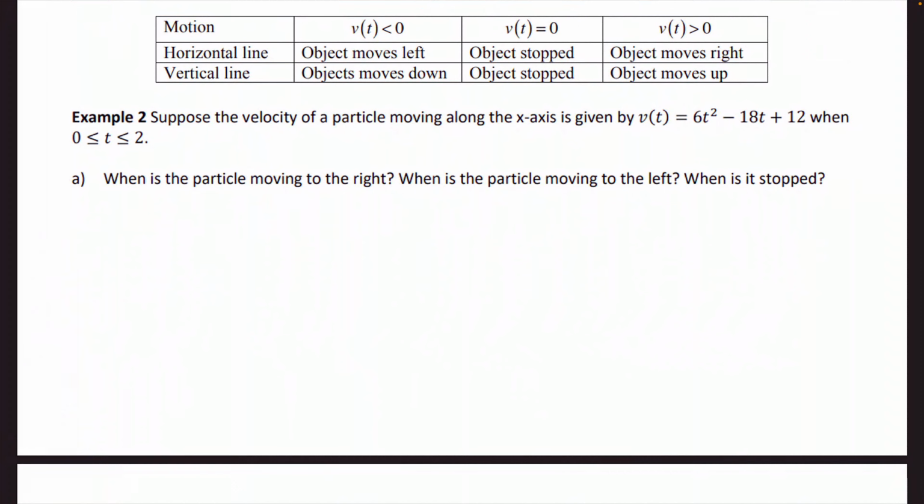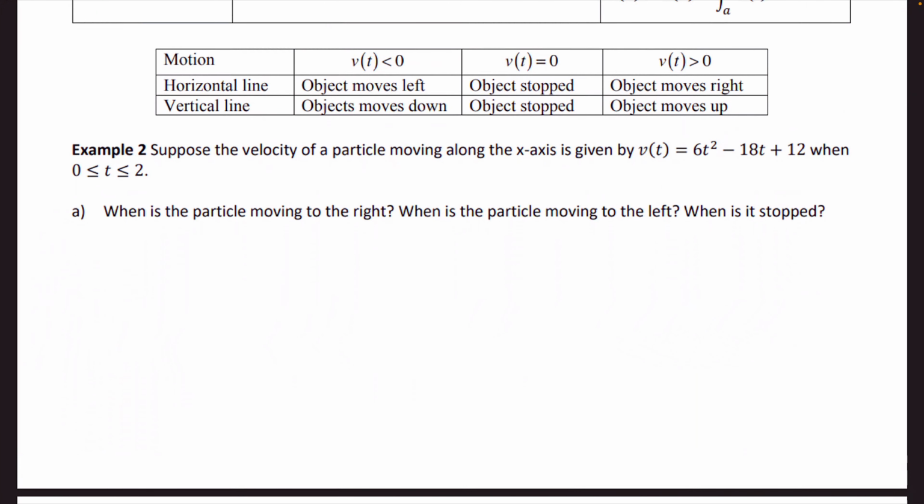Okay, so here we go. Example 2. Suppose the velocity of a particle moving along the x-axis, so it's only moving left and right, is given by velocity v of t, when time is 0 to 2. So when is the particle moving to the right, and when is the particle moving to the left, and when is it stopped? So when do we know if a particle or an object is moving to the left or right? What tells us that? If v of t is positive or negative.